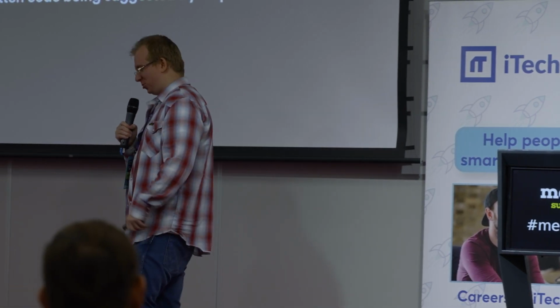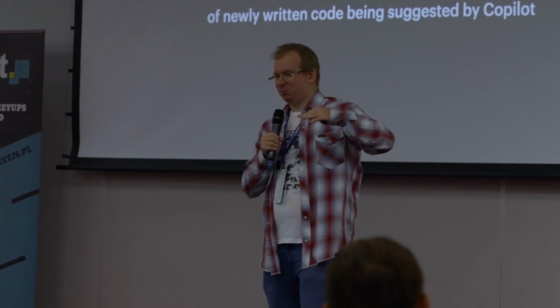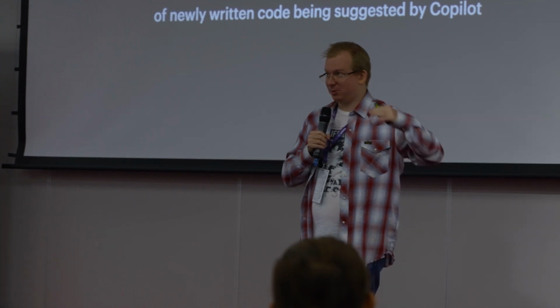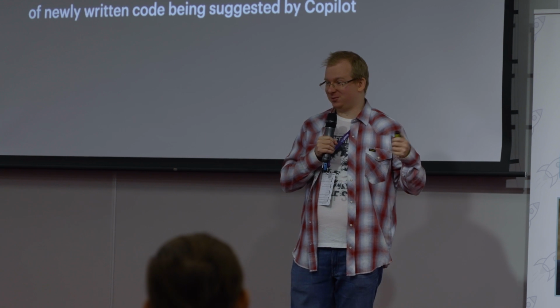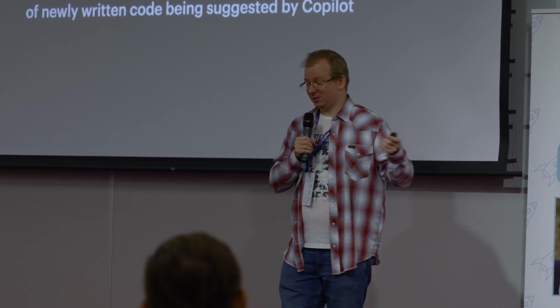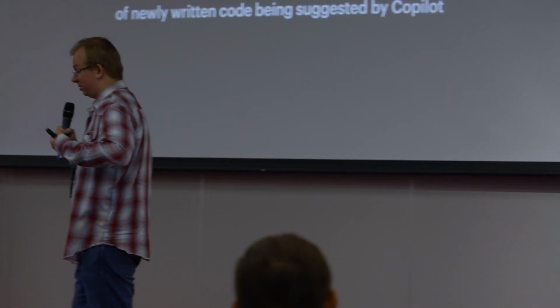So I have a bunch of numbers to hopefully convince you that it works. For users that have Copilot enabled on their files, 35% of newly written code in those files is being suggested by GitHub Copilot. We have advanced telemetry where we track whether you accepted suggestions and what changes you've made to the suggestions, so we can see the percentage of suggestions that were successful, what you change, and stuff like that. So this is a really nice number. It's already fairly impressive, at least I believe so.